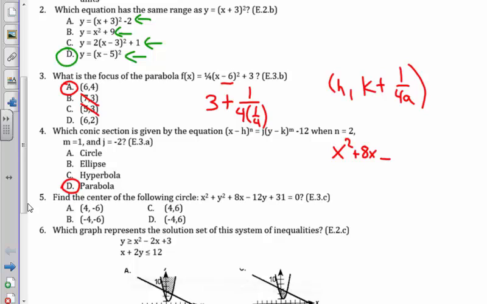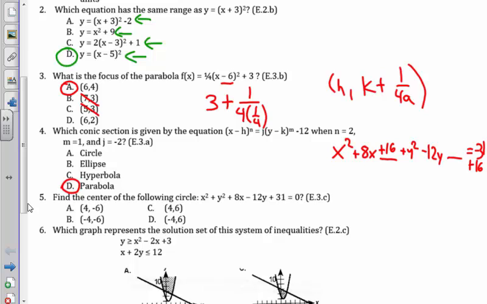Leave a little space, put your y terms together, and get that other number to the other side. So negative 31, we got to subtract 31 from both sides. So now we do half of 8 is 4, 4 squared is 16. So we got to add 16 here. Whatever we do to one side, we got to do the other.